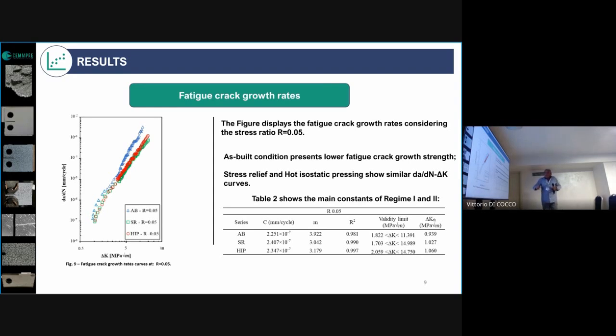And we can see that for the stress relief, and this is the AB series, the blue one, and the other treatments, we have a decrease in crack growth rate, so an increase in the resistance against crack growth. So we have similar curves for the two treatments.